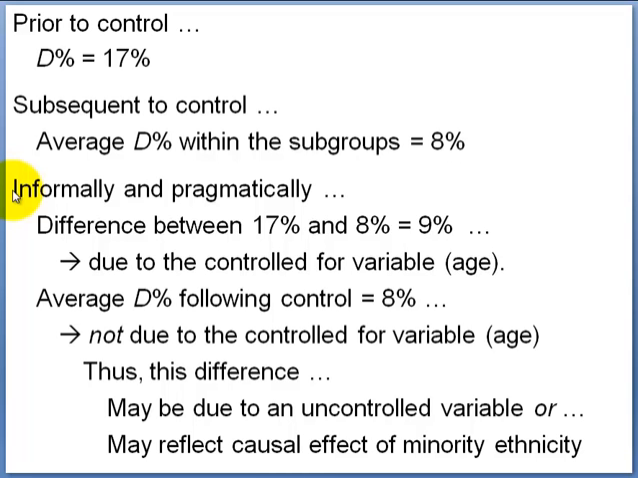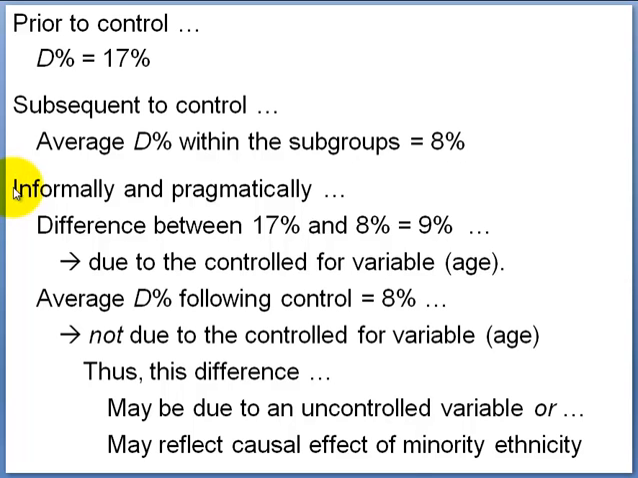Well, the difference between 17% and 8%, that is 9%. That's the difference that's disappeared subsequent to control. So that part of the difference, or that part of the relationship, is in essence due to the controlled for variable. So age is in essence responsible for 9%, a little more than half of the size of the initial association. So this relationship that we're seeing between family ethnicity and impact here is partially due to age.